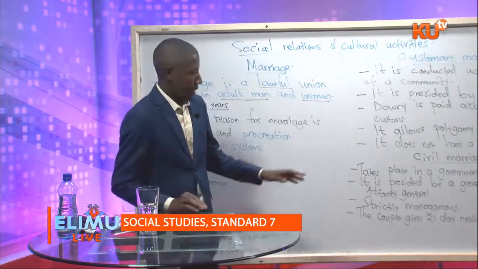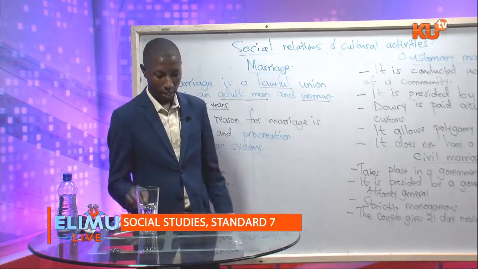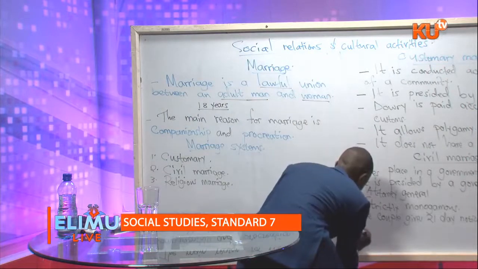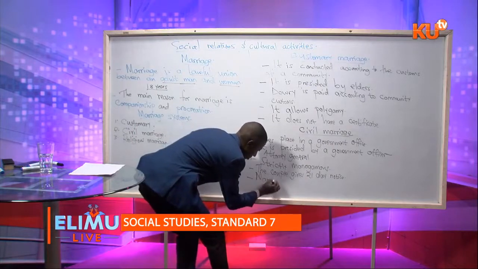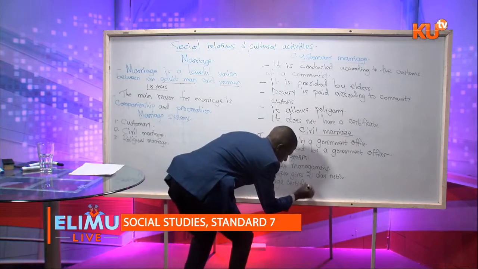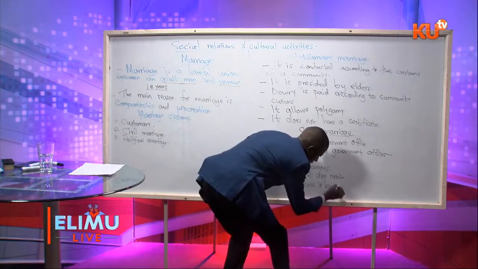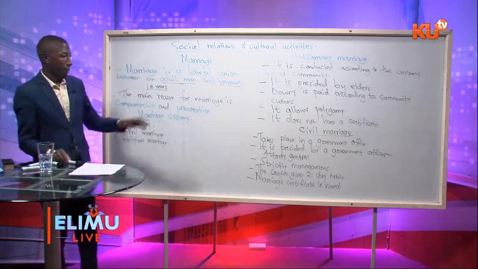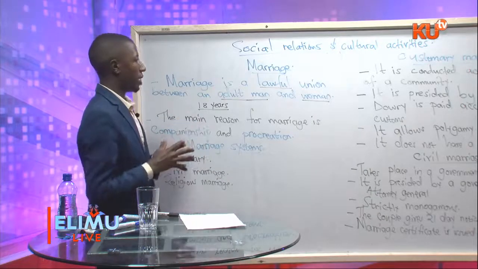So the couple should give a 21-day notice and a marriage certificate is issued. It is a very official marriage. I told you it takes place in an office. A marriage certificate is issued. So those are the characteristics of civil marriage and customary marriage.